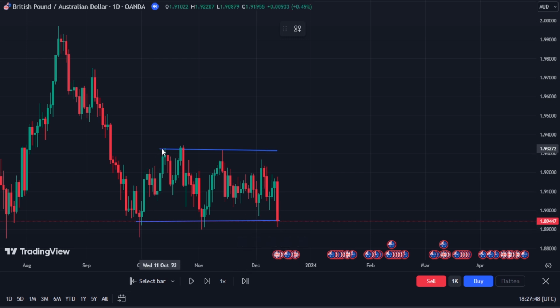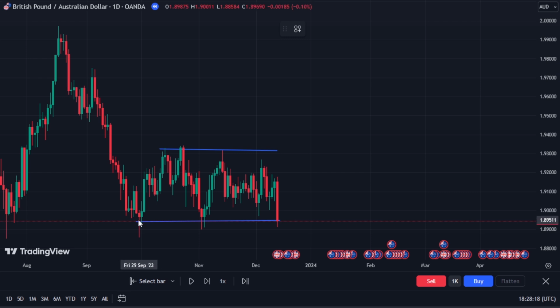So price formed resistance here. You can see it tested it here, here, and here. At the bottom, it also formed a support. You can see it tested it here, and it also tested it here. So this is one of the easiest places to lose your money, trading in the ranging market. It's much easier to make money when you are trading in a trending market.